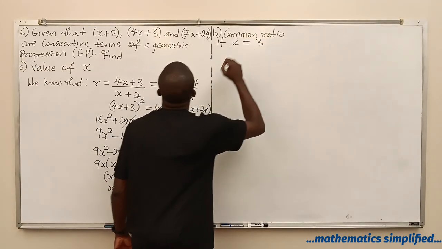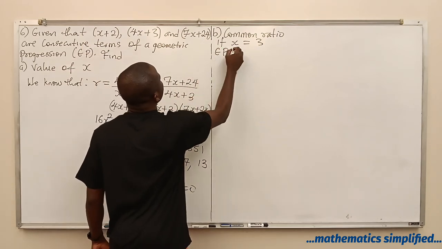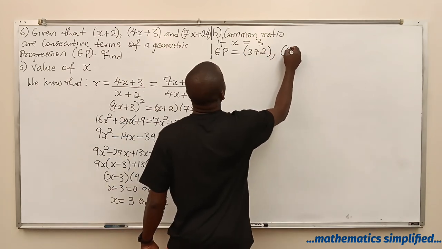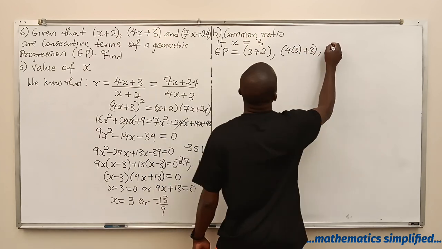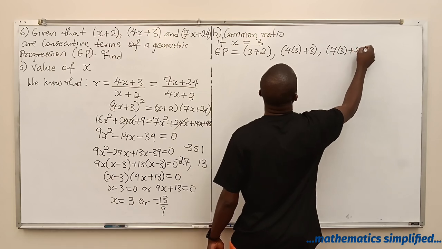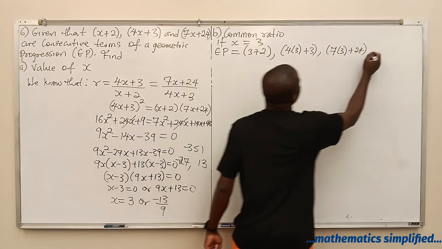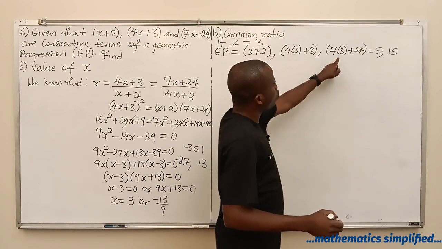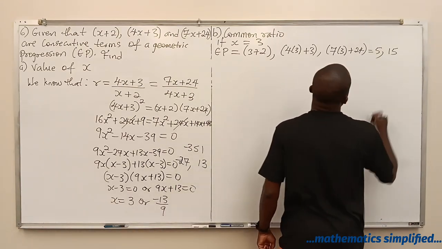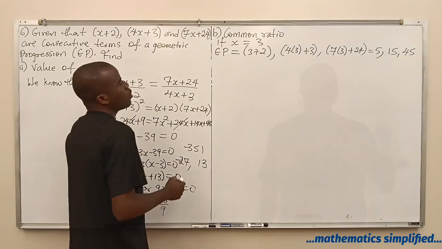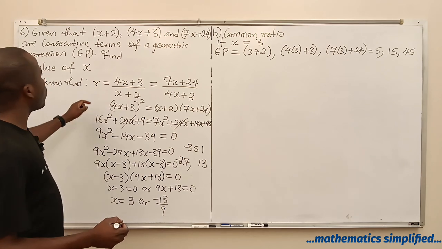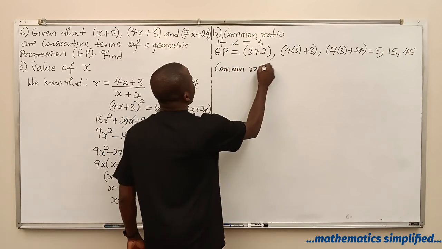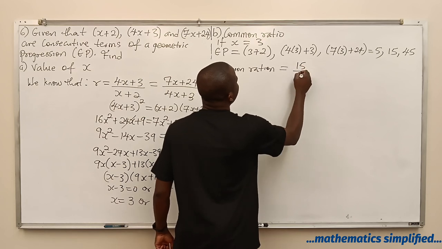If x equals 3, the consecutive terms of the GP will be 3 plus 2, which is 5; 4 times 3 plus 3, which is 12 plus 3, 15; and 7 times 3 plus 24, which is 21 plus 24, 45. So these are the three terms. And so the common ratio when x is 3 will be 15 over 5, which is 3.